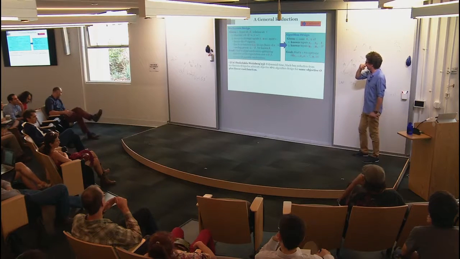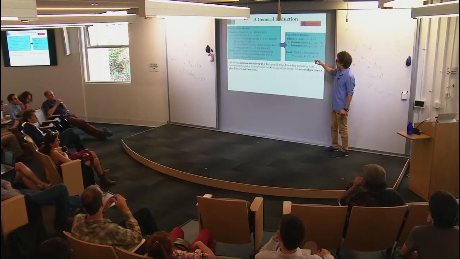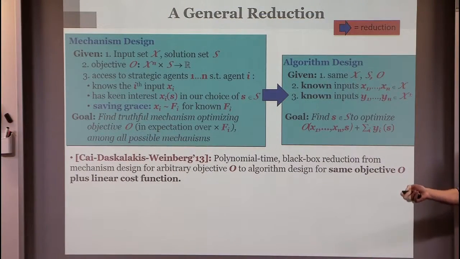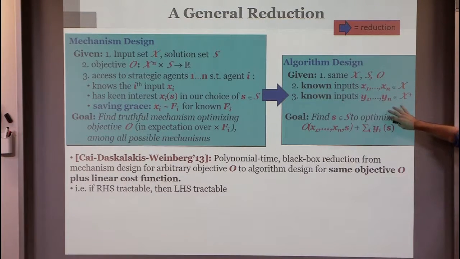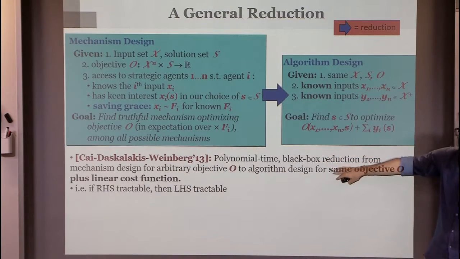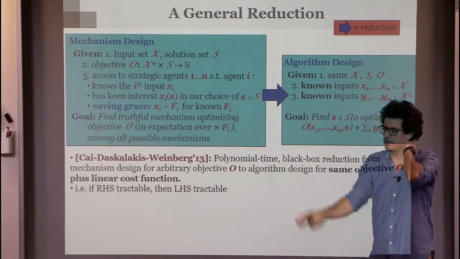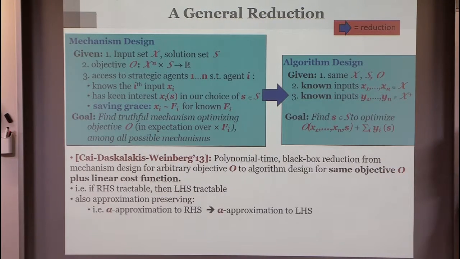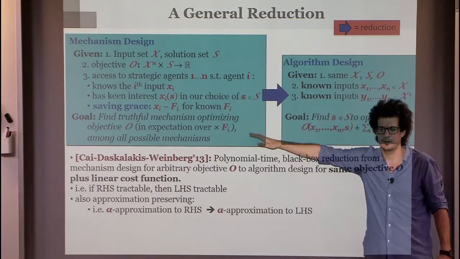So let me state the result. We obtain a polynomial time black box reduction for any objective that you care about from this side to this side. In other words, if you have an algorithm for this problem, then putting it through our reduction, you can get a polynomial time mechanism for the original problem. And it's also approximation preserving. If you can only alpha approximate this, you can alpha approximate that.